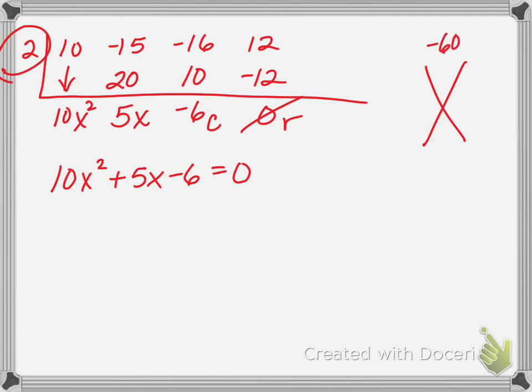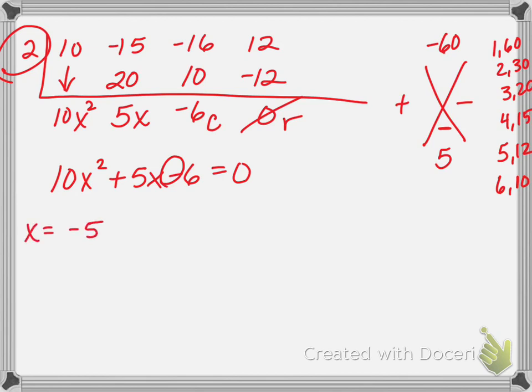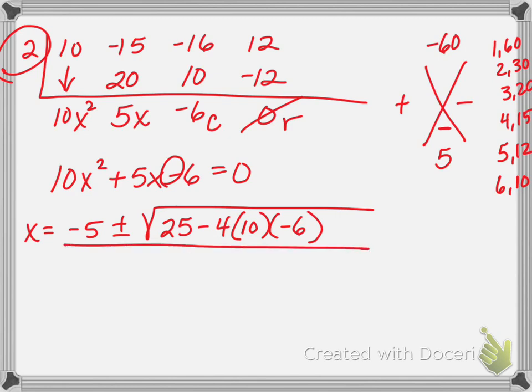Magic method, first times last, middle. If that's a minus, we've got plus and minus, and we subtract to get 5. Factors of 60. I don't think it's going to work. I think that's all of them. There is no way to get 5, so we're going to have to do the quadratic formula. x equals negative b plus or minus the square root of b squared minus 4ac, all over 2a.